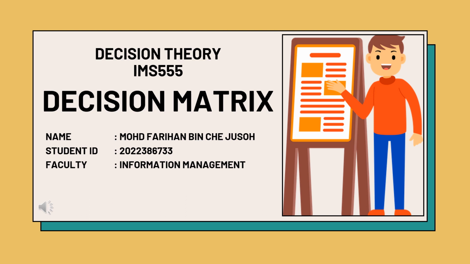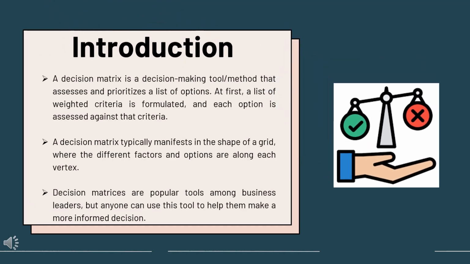In this video, I will explain about decision matrix in decision theory. Before we start, I will brief about decision matrix. A decision matrix is a decision-making tool and method that assesses and prioritizes a list of options. At first, a list of weighted criteria is formulated, and each option is assessed against that criteria. The options are listed as rows on the table and the factors as columns.